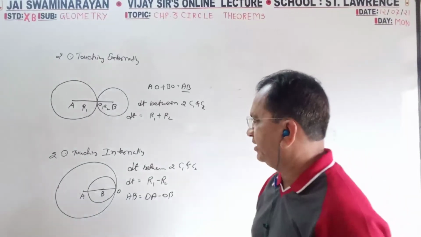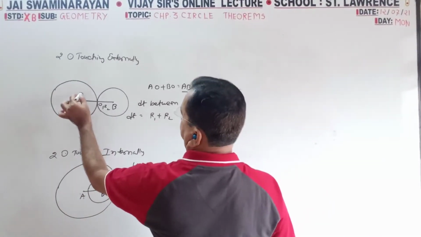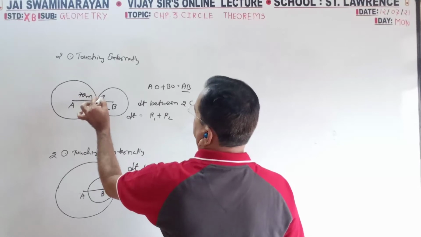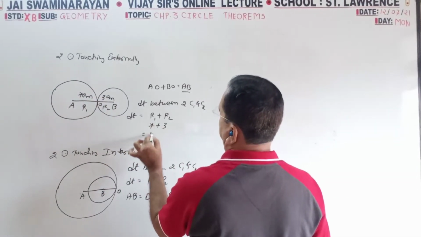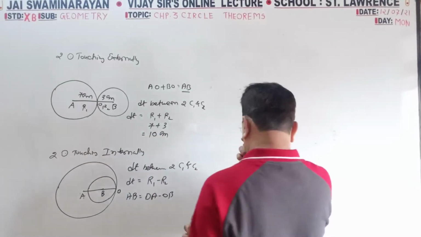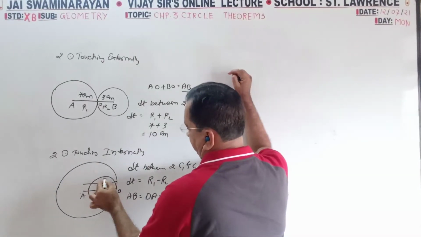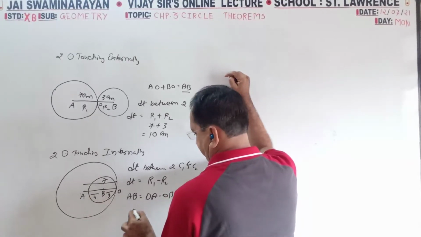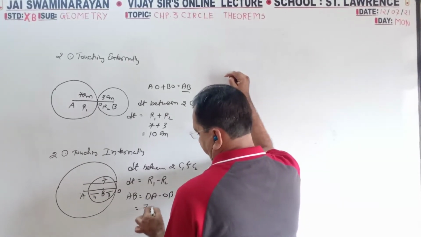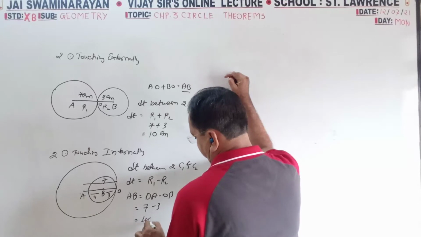For example, this is 7 centimeter, this is 3 centimeter. So 7 plus 3 is equal to 10 centimeter. Here 7 centimeter, here 3 centimeter, so this will be 4 centimeter. So 7 centimeter minus 3 centimeter is 4 centimeter.